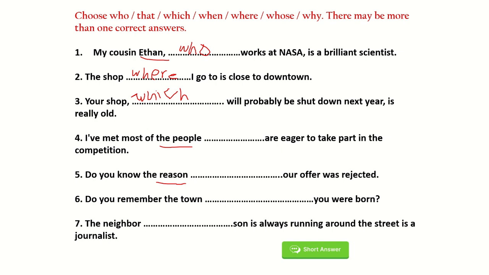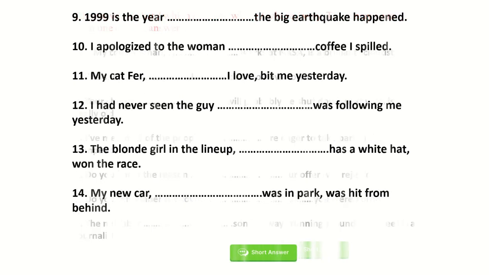Do you remember the town? Here I'm talking about a town that an action happened in. So do you remember the town where you were born? The neighbor, I'm not talking about the neighbor, I'm talking about their son or his son or her son. The neighbor whose son is always running around the street is a journalist. Okay, here I'm talking about the time. 1999 is the year when the big earthquake happened.